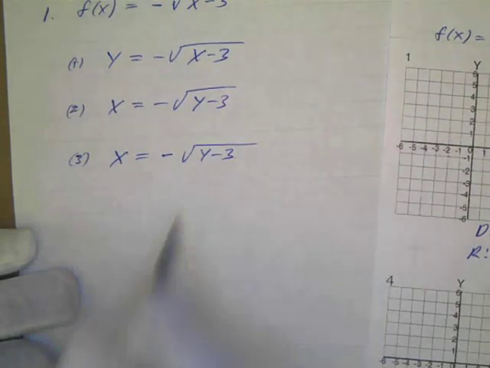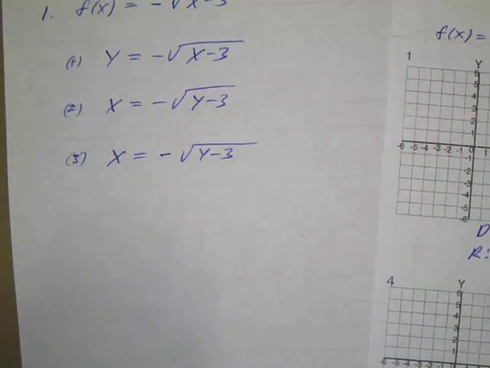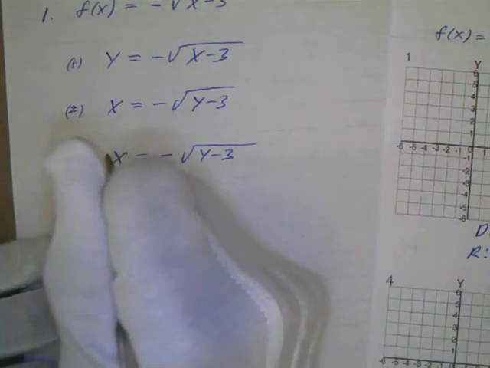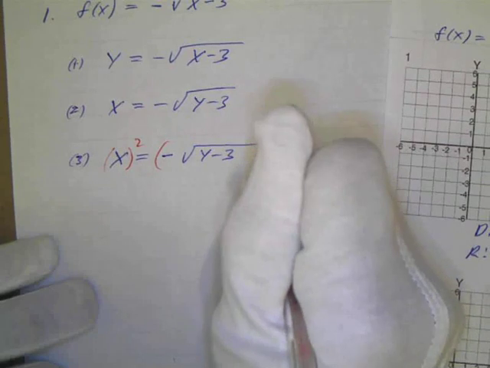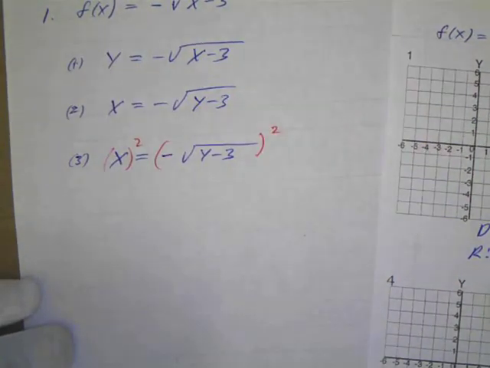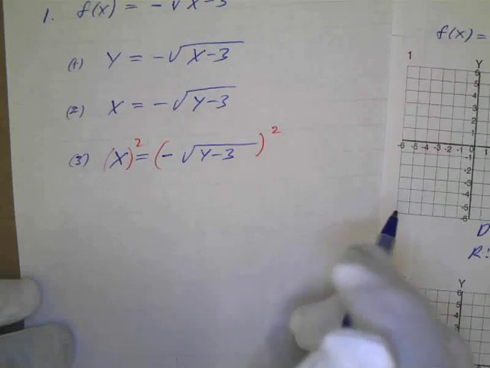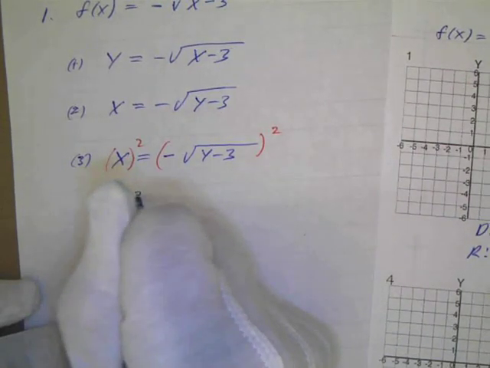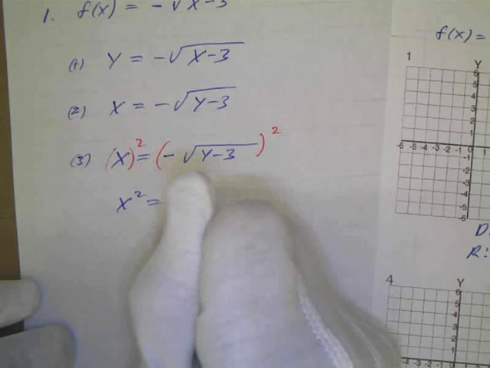And I want to get rid of this radical, and I can actually do this in one step. It doesn't really matter what you do with the minus sign in what order, because it'll work out either way. So we can just square both sides. And we end up with x squared on the left equals the square root of y.